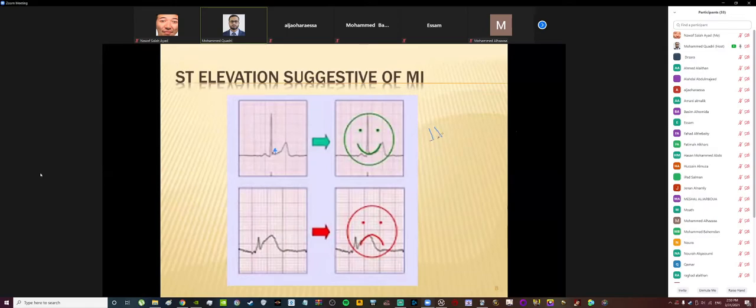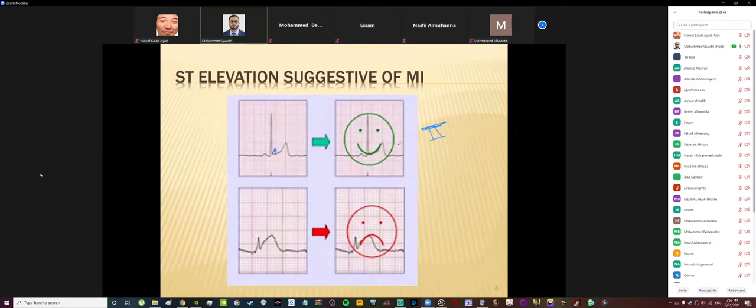In lead 3 and lead AVF, it's perfectly normal. So will it be myocardial infarction? No. To diagnose a myocardial infarction, the ST segment elevation should be in lead 2 or at least lead 3, more than one consecutive lead. But if the change is coming only in lead 2 and AVF and 3 are normal, you will not diagnose it as a myocardial infarction.